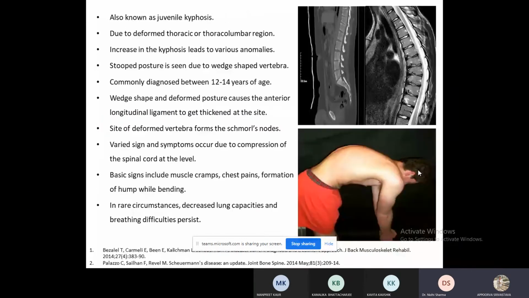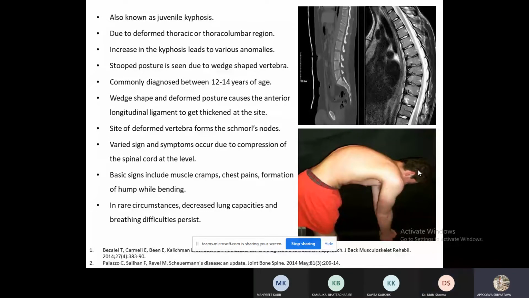Scheuermann's disease, also known as juvenile kyphosis, is due to a deformed thoracic or thoracolumbar region. It causes an increase in kyphosis and leads to various anomalies. Stooped posture is seen due to wedge-shaped vertebra, commonly diagnosed between 12 to 14 years of age. Wedge-shaped and deformed posture causes the anterior longitudinal ligament to get thickened at the site. The deformed vertebra forms the Scheuermann's nodes.